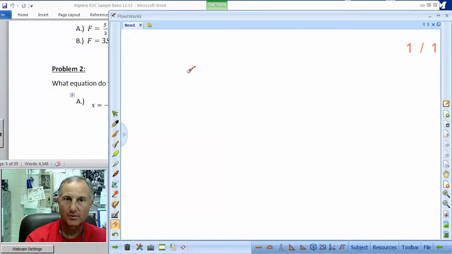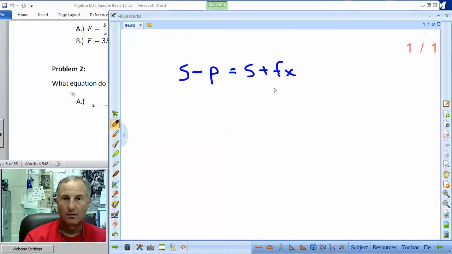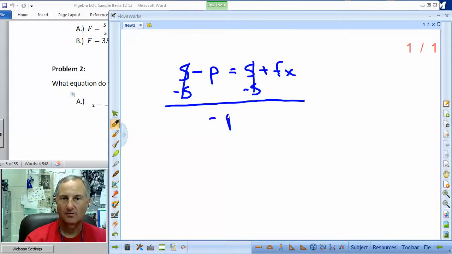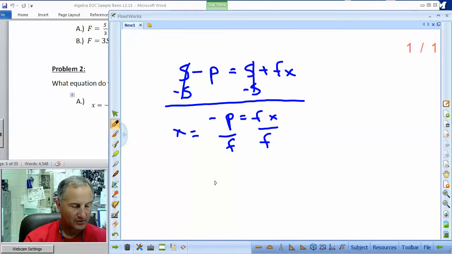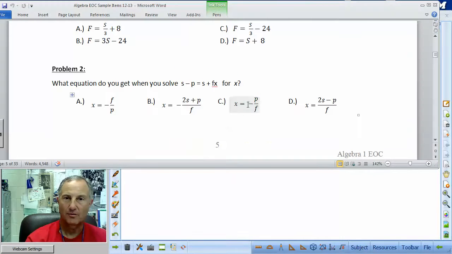We've got S minus P equals S plus Fx. I want to solve for X. Get rid of my addition and subtraction first. I'm going to subtract the S. I can only subtract S's from other S's. Don't put it under the P. That's going to cancel out just like that does. So I get negative P equals Fx. That's multiplication. Divide out the F. There's your X. Do you see negative P over F? Sure do. It's answer C, isn't it? Bam, right there. Okay. So we're good there.